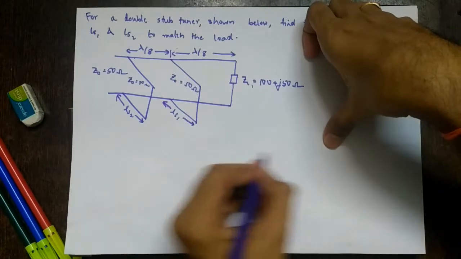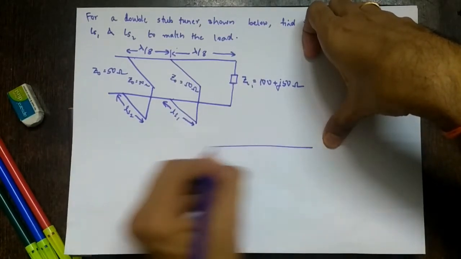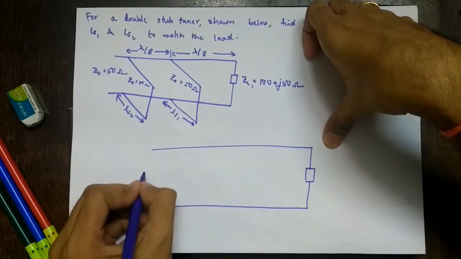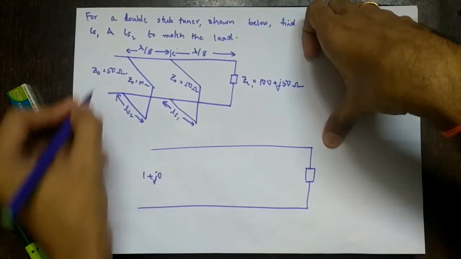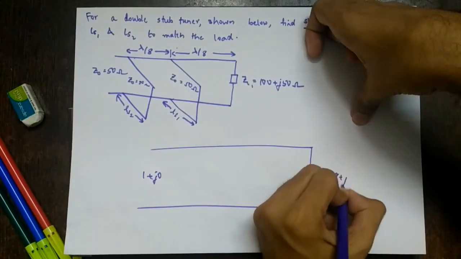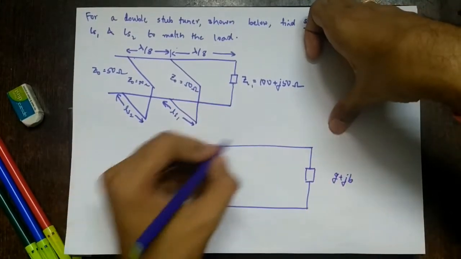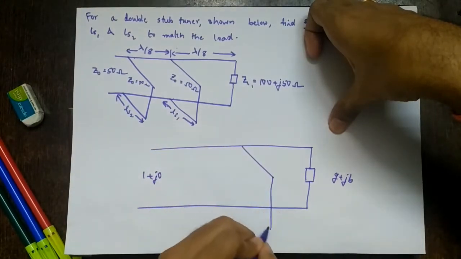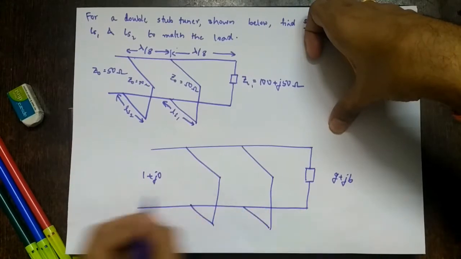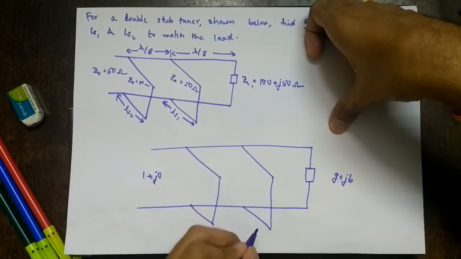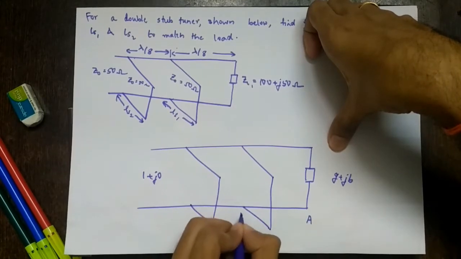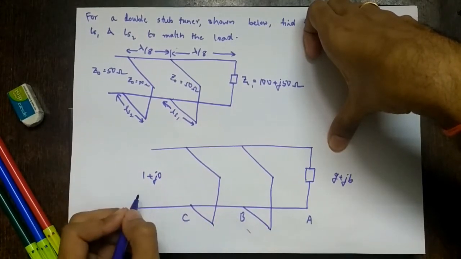So how do we go about this? We first draw the diagram, we generate the concept, and then we solve. Since the stubs are in parallel, Z0 normalized becomes 1 plus J0, and we use G plus JB. Let me draw the two stubs first. This is the first stub, this is the second stub. I'll start from here only. We had taken this as point A, this was point B, this was point C.